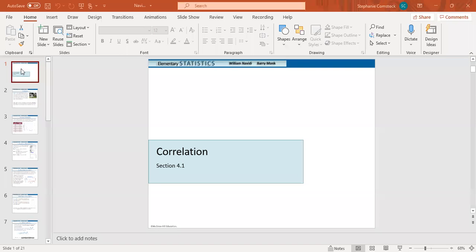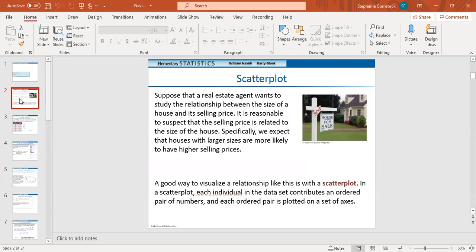Okay, so to start chapter 4, we're going to start talking about correlation. The first thing that we want to discuss with correlation is what's called an association, okay? In order to start building this idea of an association, we need a way to look at our data. So the first thing that we're going to do is create what's called a scatter plot.